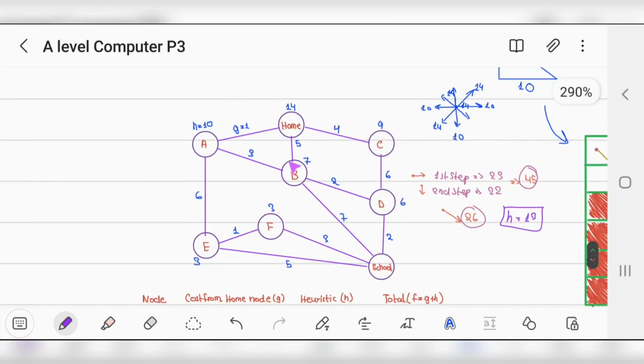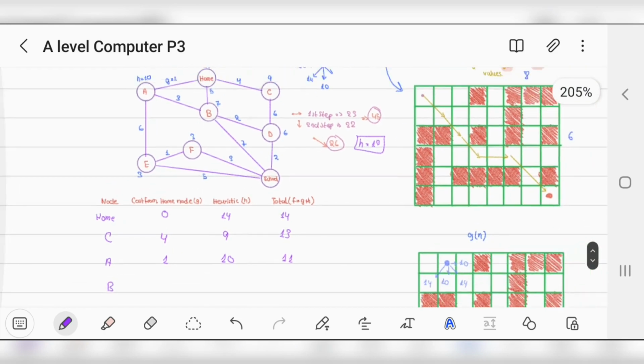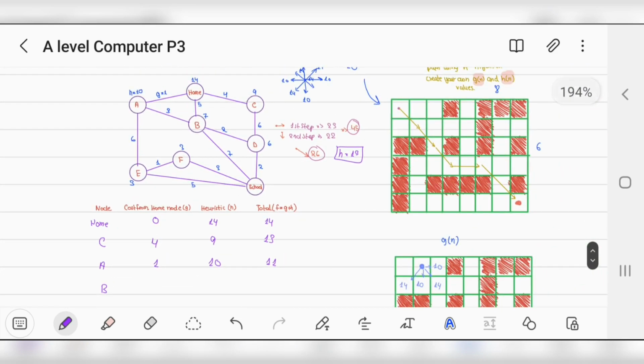If I go from home to B, the cost from home is 5. The heuristic value is 7. The total number is 12, 13, which is the least. This one is the least, which means I'm going to choose this road. Done.